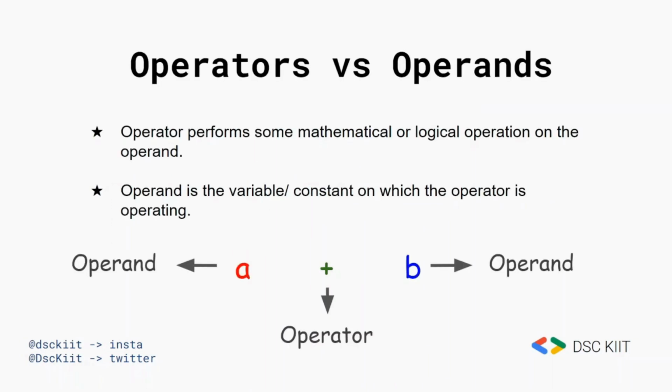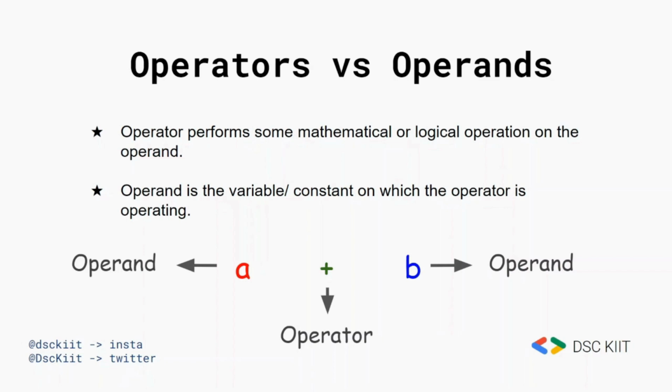So I'll just go on and read the formal definition and then we'll go over this step by step. So, what is an operator? An operator performs some mathematical or logical operation on the operand. And what is this operand? An operand is a variable or constant on which the operator is operating. So lots of confusing words, but let's unpack this.